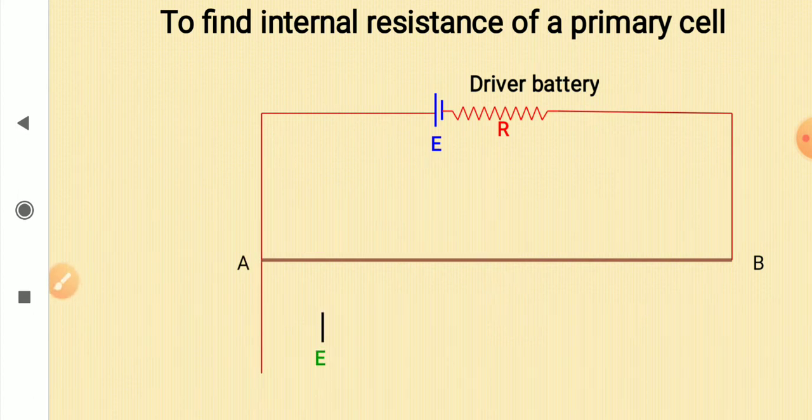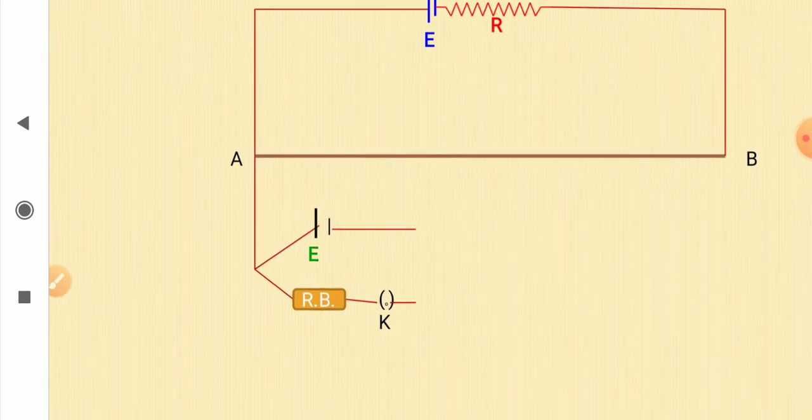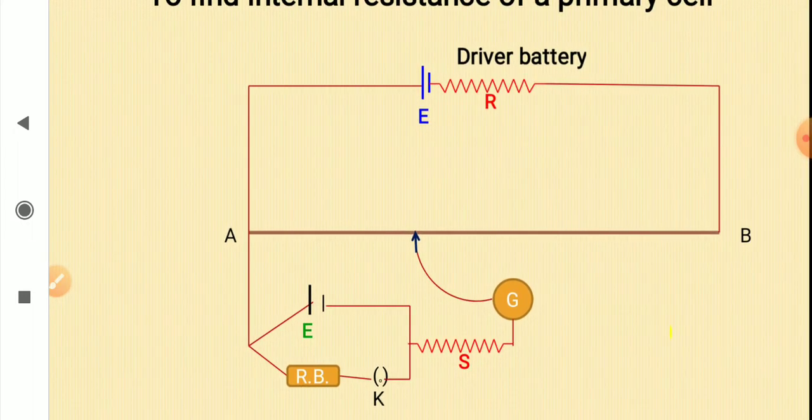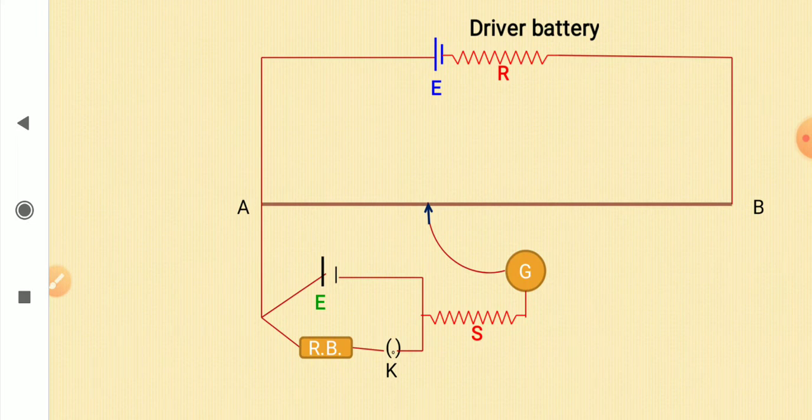So now we want to find out the internal resistance of a cell. Here, in parallel to the cell, we connect a resistance box and a key, and through a resistance it is connected to a galvanometer, and through a jockey it can slide over this potentiometer wire. Now see what happens. First we keep this key open.